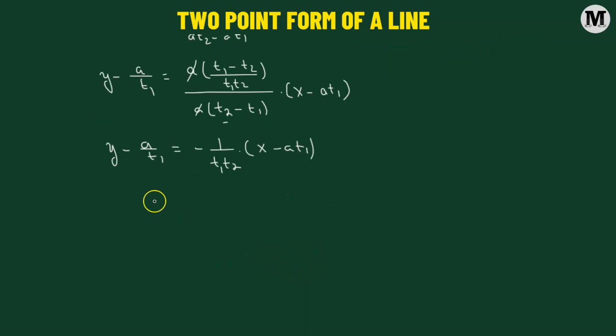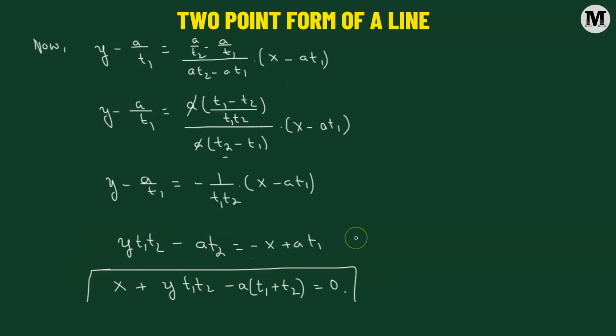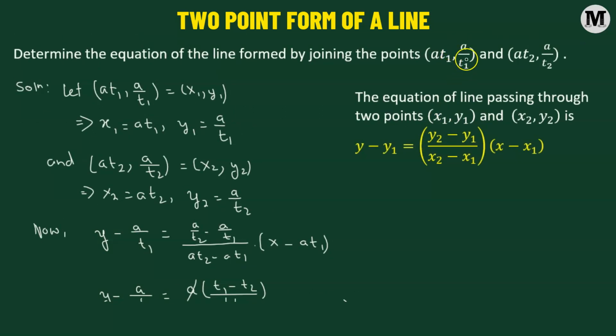So we'll cross multiply with t1 times t2 with y minus a over t1. So we get y times t1 times t2 minus a times t2 equals negative x plus a t1. So let's rearrange the terms. We get x plus y times t1 times t2 minus a, if we take a as the common factor, we have minus a times t1 plus t2 equals 0. So this is going to be the required equation of the line, which is formed by joining the 2 points a t1 comma a over t1 and a t2 comma a over t2.